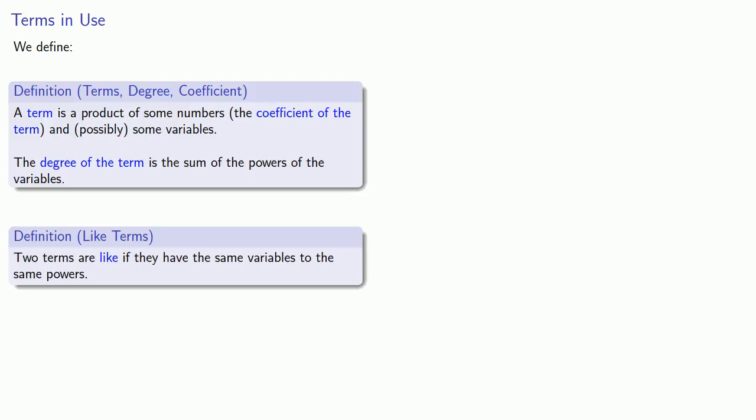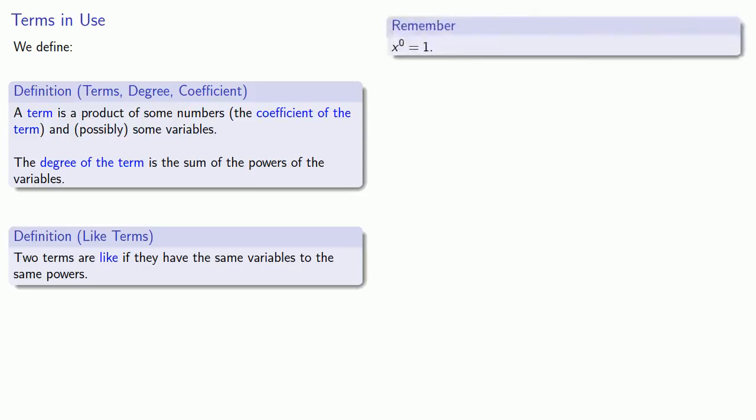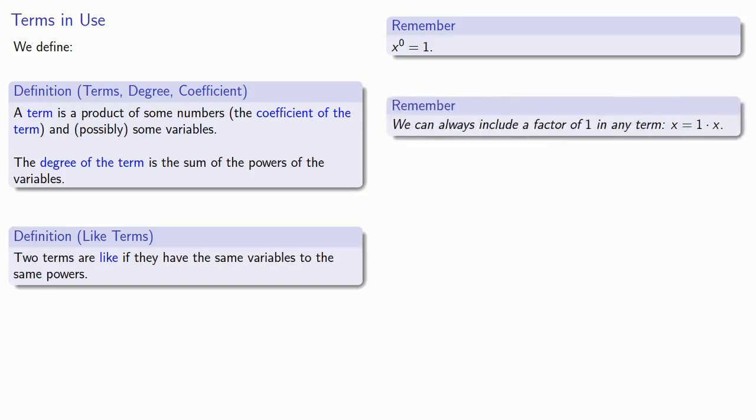It's useful to keep two important ideas in mind. First of all, x to the 0 is always equal to 1, provided x is not actually equal to 0. And we can always include a factor of 1 in any term. x is equal to 1 times x. And what this means is that even if we don't have a number written down as a coefficient, there's an implied 1 that's always being multiplied. And even if we don't have any variables at all in our term, there's an implied x to the 0 in every term.